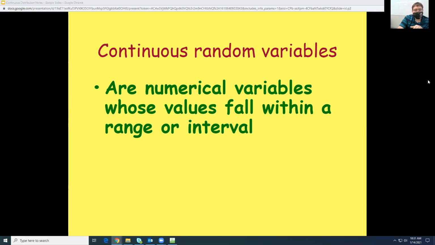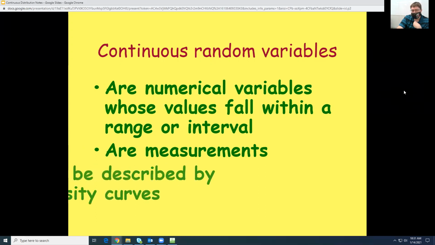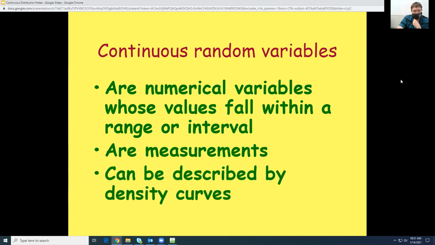So these are values that fall within a range or an interval. So no longer are we worried about the answer being specifically a discrete number. It can be anything in between. They're going to be measures of things versus counts, like we did on the last one. And they can be described by their density curves. And so we'll be focused on looking at those density curves and finding the area underneath within the range of intervals that we care about.